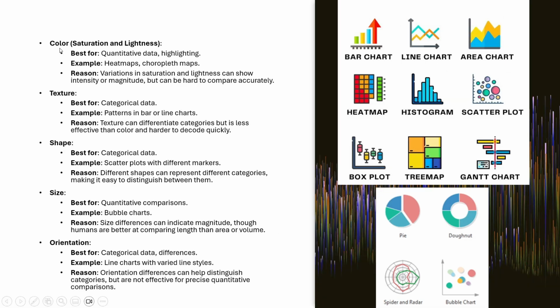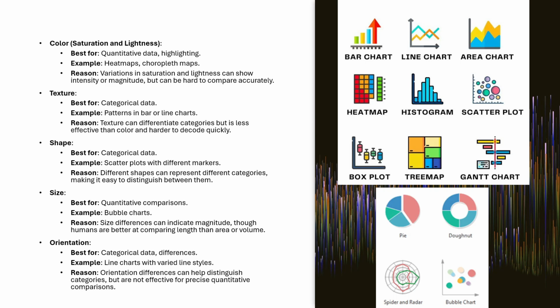And color again, but this time saturation and lightness. It is best for quantitative data for highlighting purposes. So I can use the saturation and lightness of the color property to give highlights. It is used again in heat maps and choropleth maps. The variance in saturation and lightness can show intensity or magnitude, but it is hard to compare accurately.